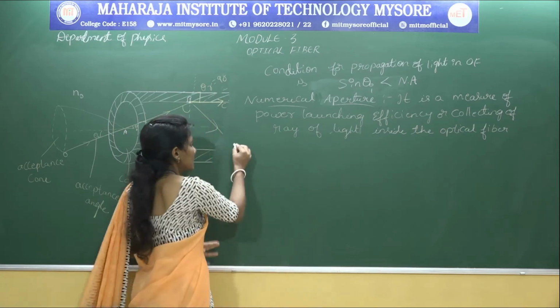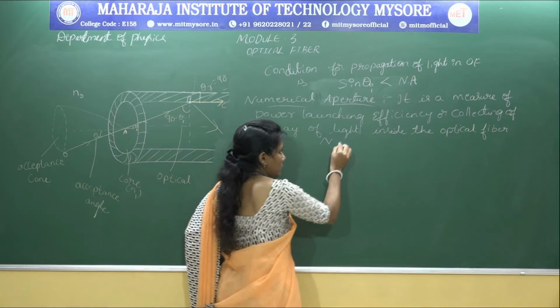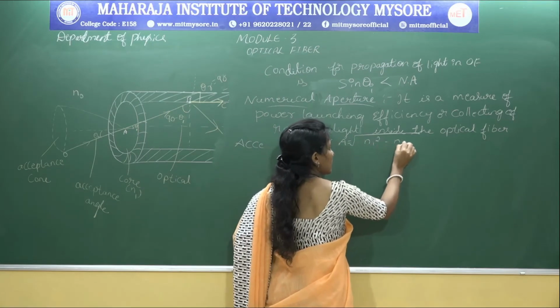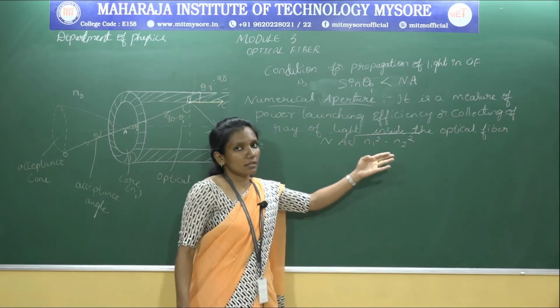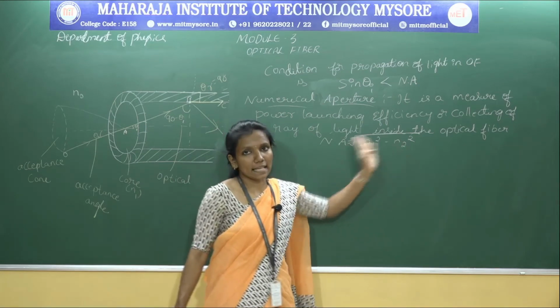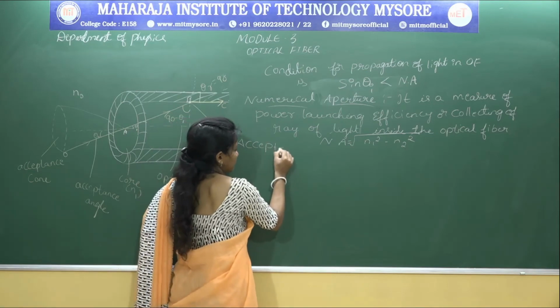And the acceptance angle. The numerical aperture is represented as root of n1 square minus n2 square, and it is also defined as the square root of the difference of the squares of the refractive indices of the core and cladding.